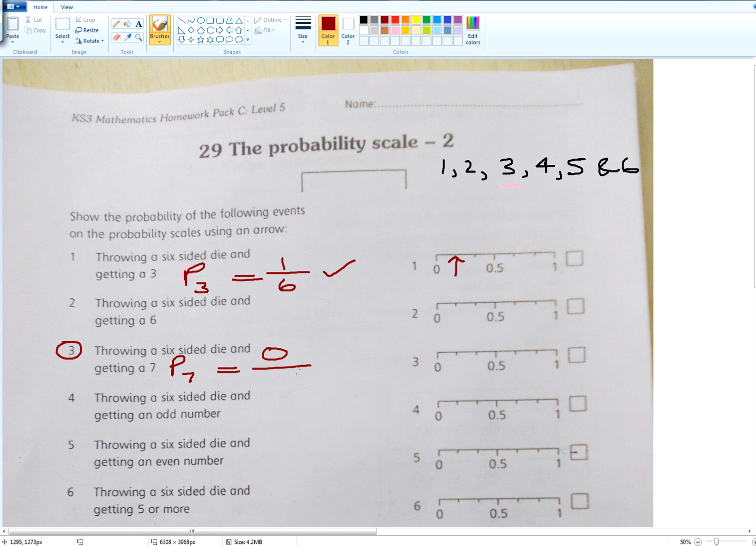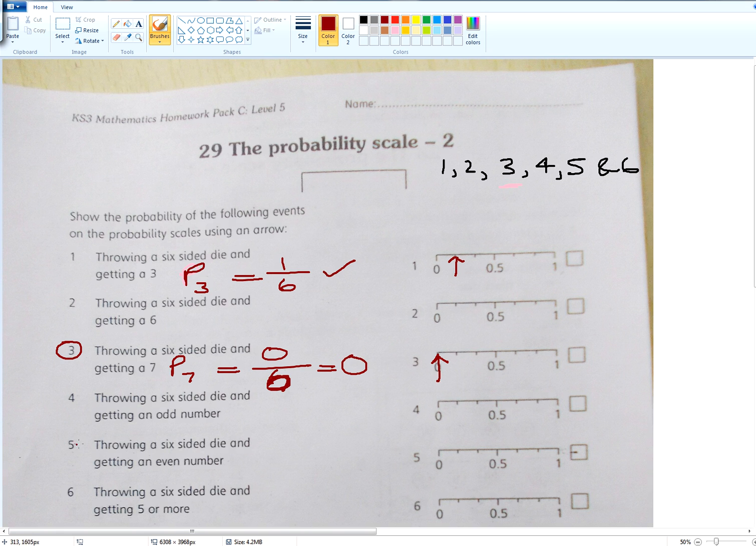It's nothing, nothing out of 6. So you've got 6 chances and none of them are 7. So that will give us a final output of 0. So the probability of getting a 7 doesn't exist. We have no chance of getting a 7. So that answer will go on question number 3, right on the 0 line, the 0 notch. Done. You've got 6 outputs and none of them are 7. So getting a 7 is impossible. Impossible is 0.